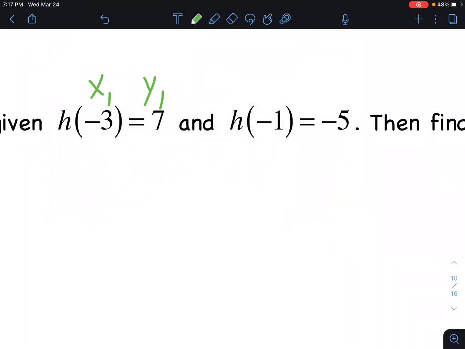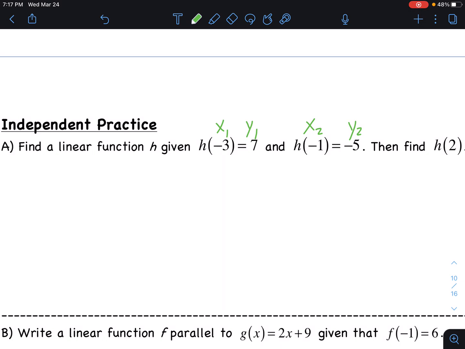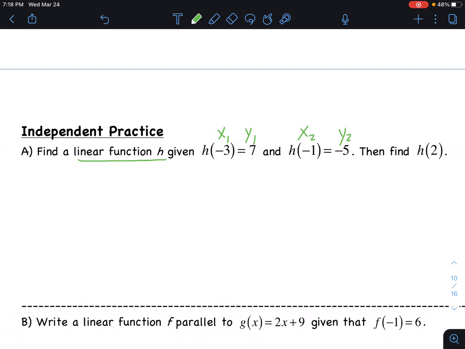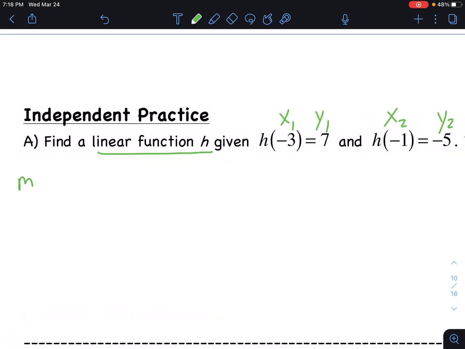There's my first point. There's my second point. So I'm going to need to write a linear function h. I'm going to go through my steps that I just did. First is get the slope: y2 minus y1 over x2 minus x1.